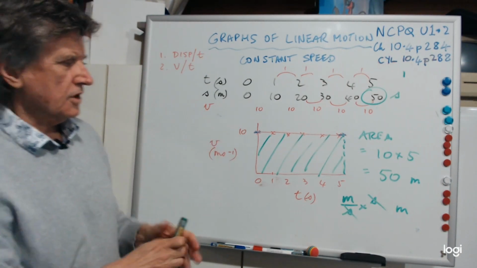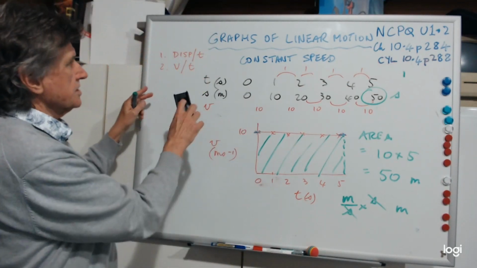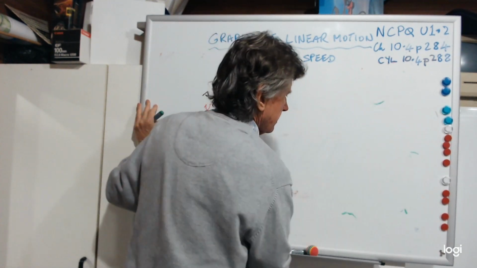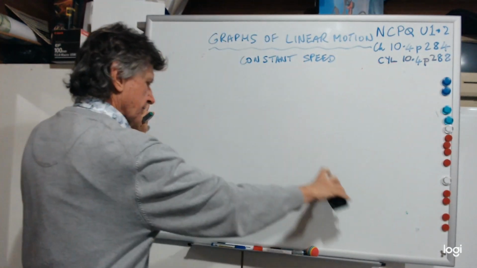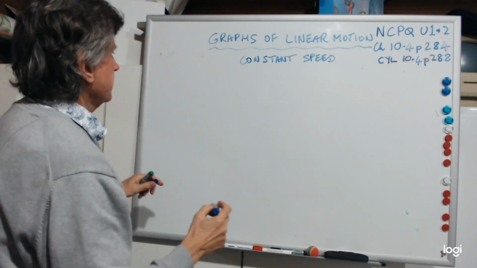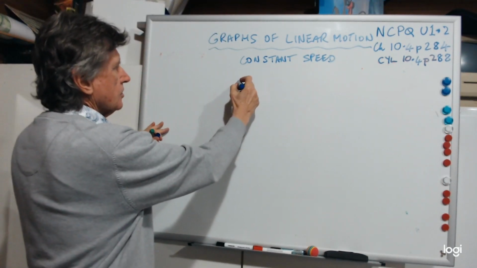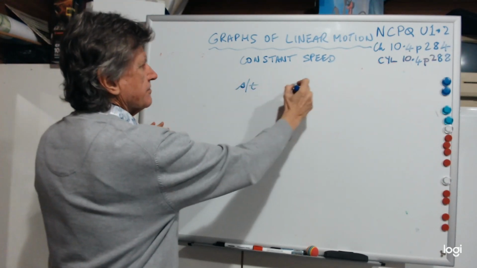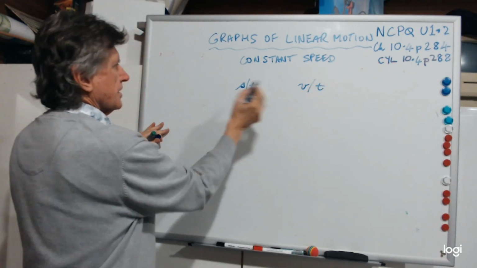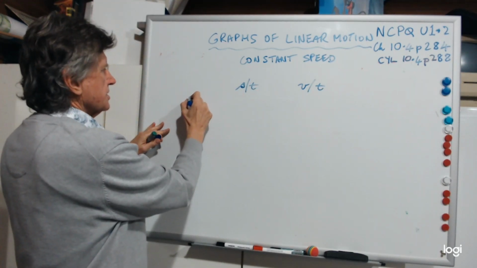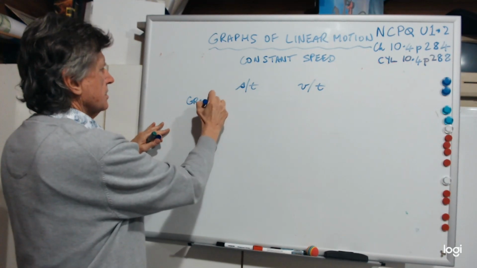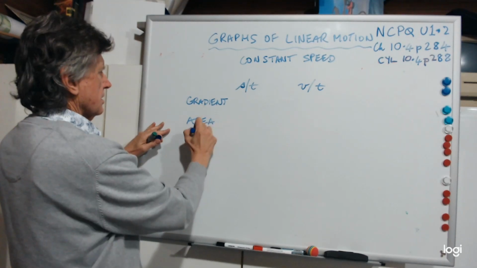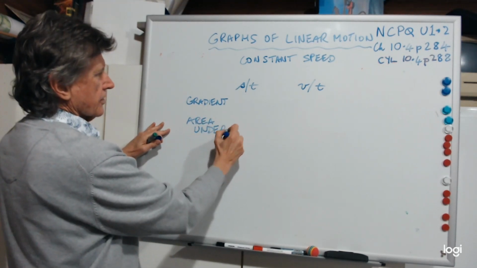Okay? I'm going to sum that up. I'll make a nice little summary of these two graphs, and that's probably all you really need for this. We'll call this an ST graph and a VT graph. So that's the type of graphs. Let's call this the gradient, and let's call this the area under the curve.